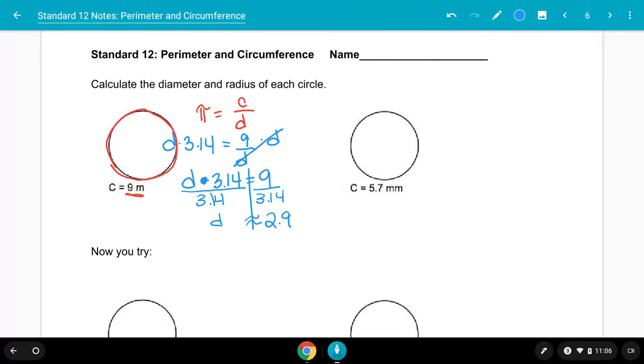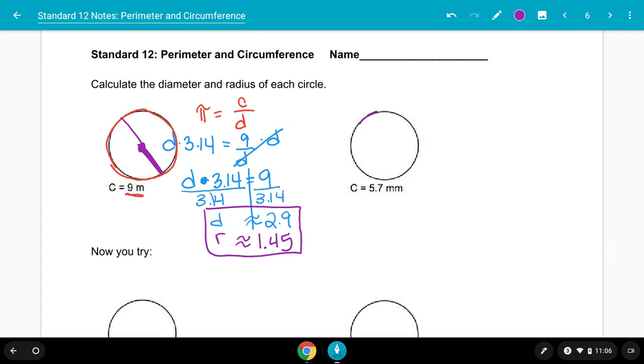Now, if the diameter is approximately 2.9, that means that if the center is right here, the diameter is 2.9. So then what's the radius going to be? Well, the radius is going to be half of that, isn't it? It's just going to be half of it. So if I take 2.9 and divide it by 2, I will get approximately 1.45. Those are the answers to the questions. All right, one more time.